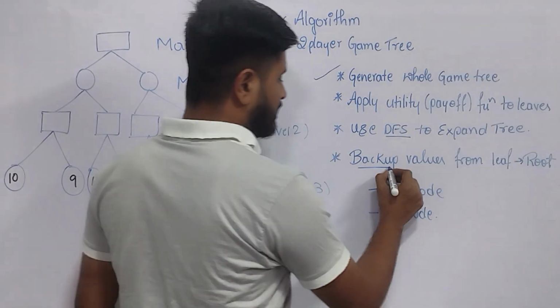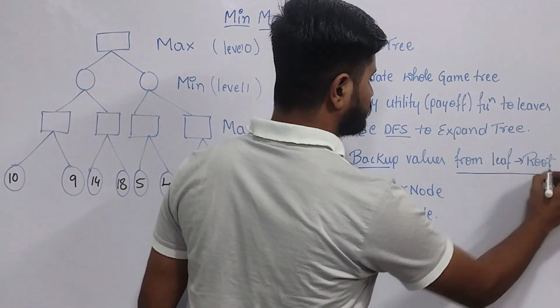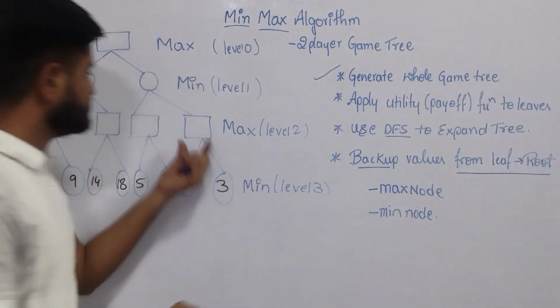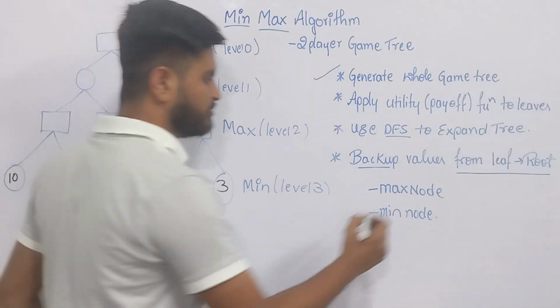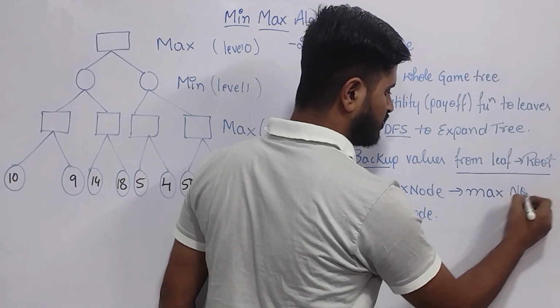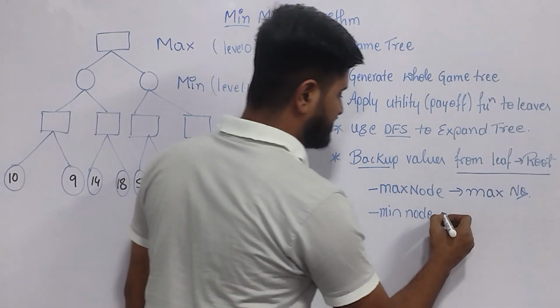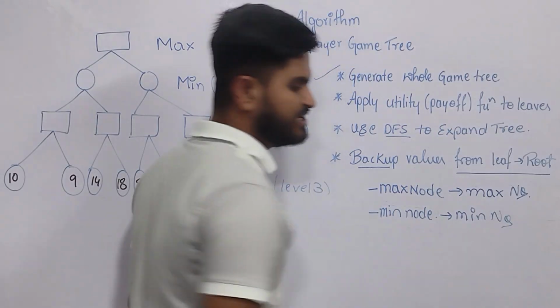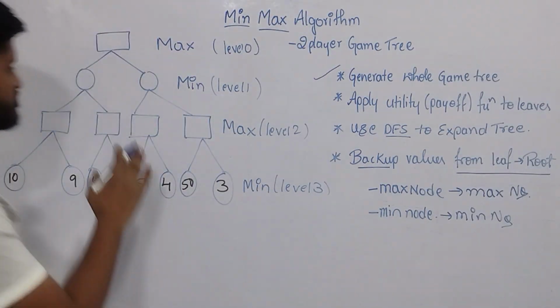Now back up the value from the leaf nodes towards the root node. If there is a maximum node, you must take the maximum value. If it is a minimum node, it must take the minimum value or minimum element. Now I will show how.